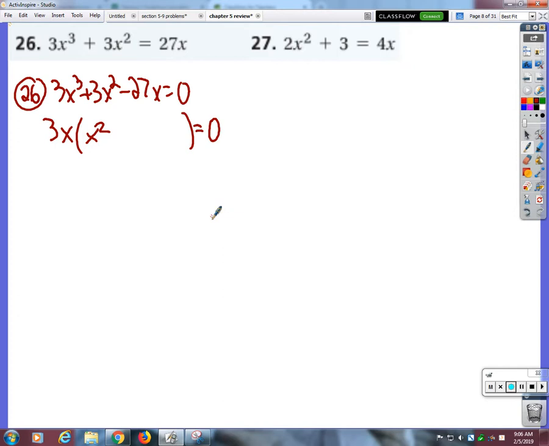It's so clear. Okay, if I factor 3x, Austin, out of 3x squared, what am I left with? X. And then if I factor a 3x out of negative 27x, what am I left with there? What's negative 27 divided by 3?